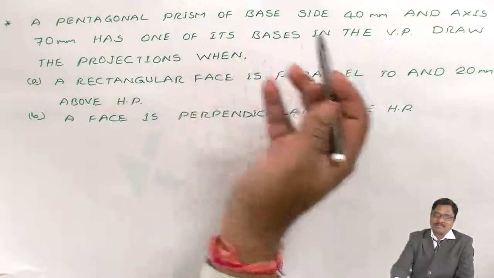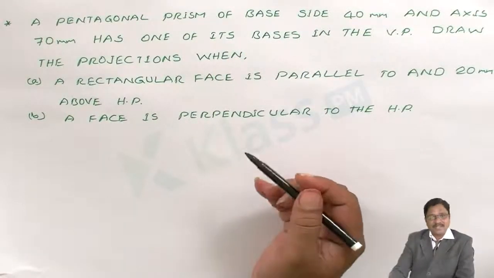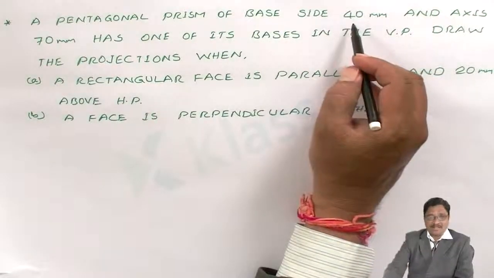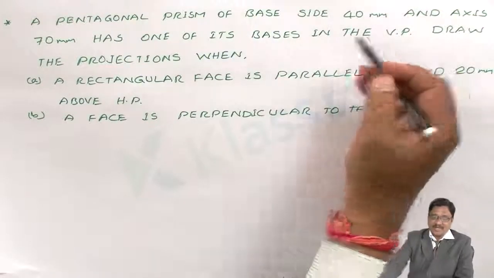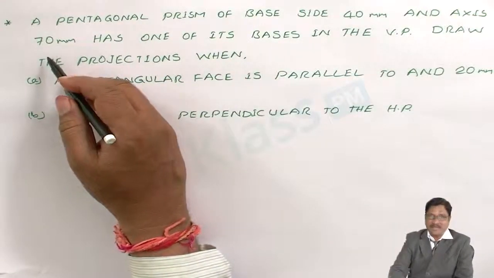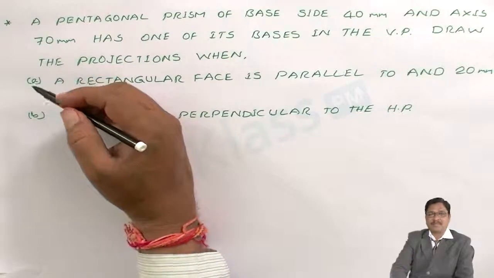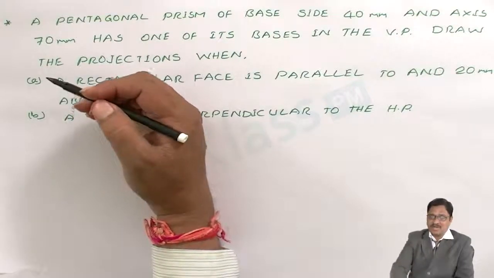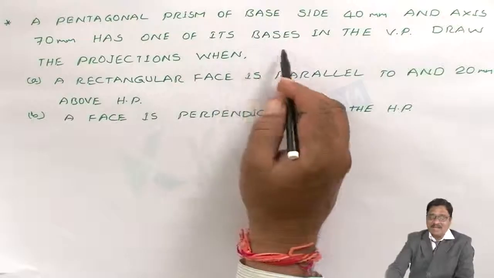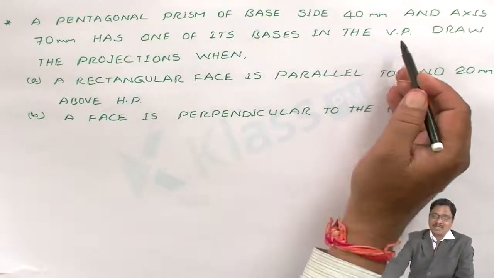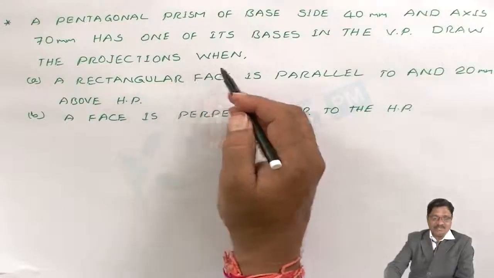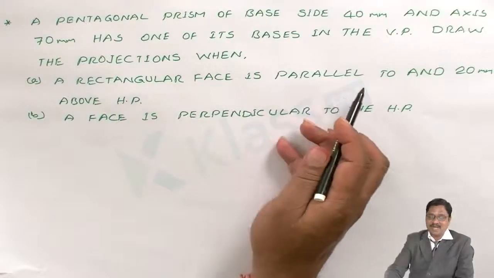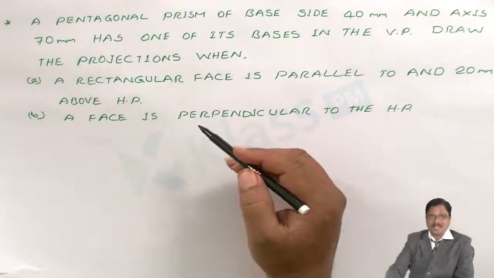A pentagonal prism of base side 40 mm. That means the base is a pentagon and the top face is also a pentagon. So now I will take the details. It is a 40 mm side of the pentagon and the height of the solid is 70 mm. Axis is nothing but height. In some problems it may be mentioned as height and sometimes as axis length. Both are the same. So the height of the solid is 70 mm. It has one of its bases, base meaning the bottom part, in the vertical plane. Draw the projections when, okay, up to this one condition. As per the condition, a rectangular face is parallel to and 20 mm above the HP.